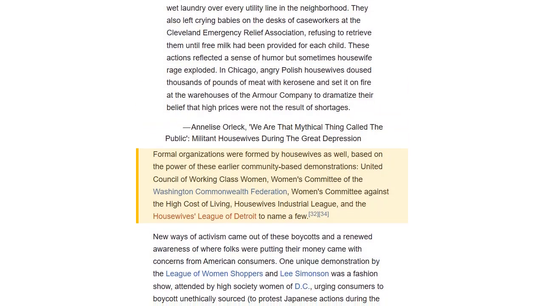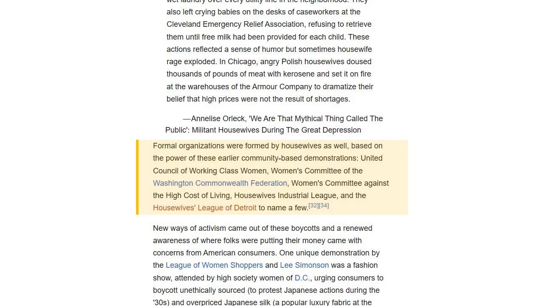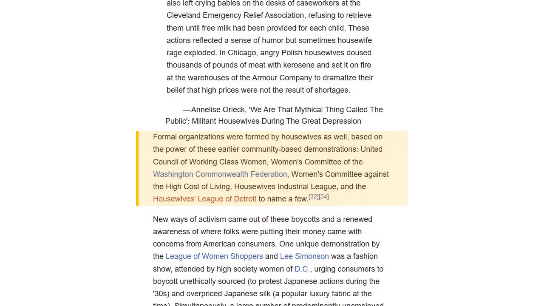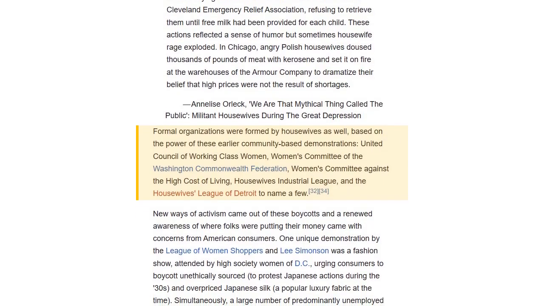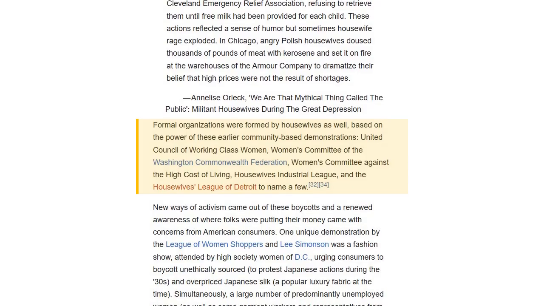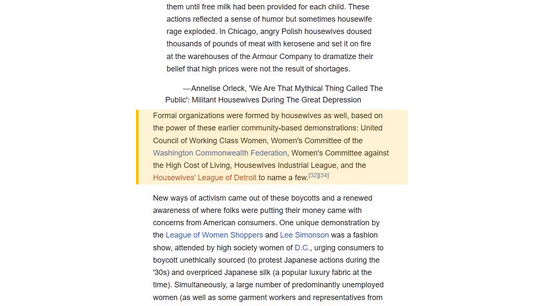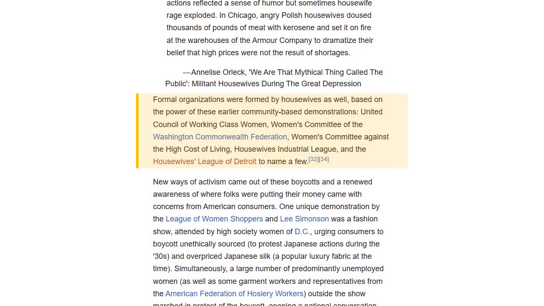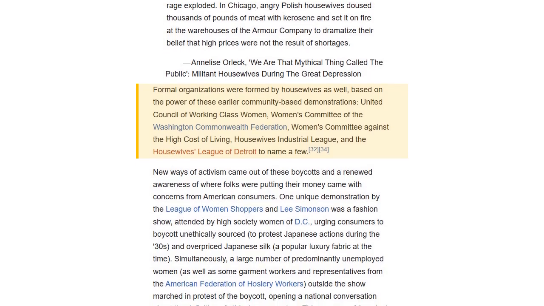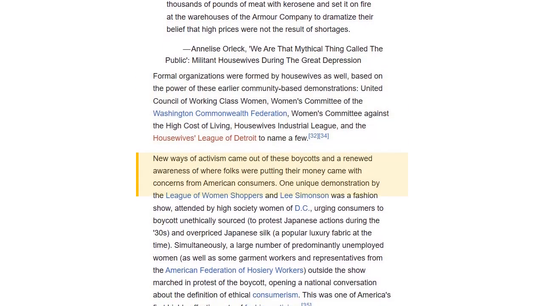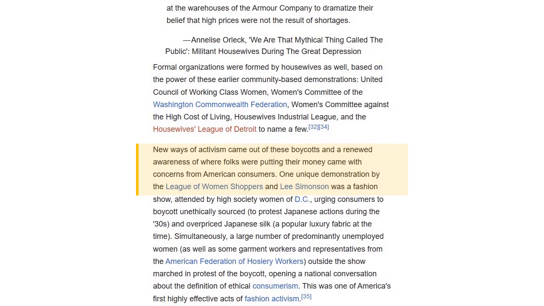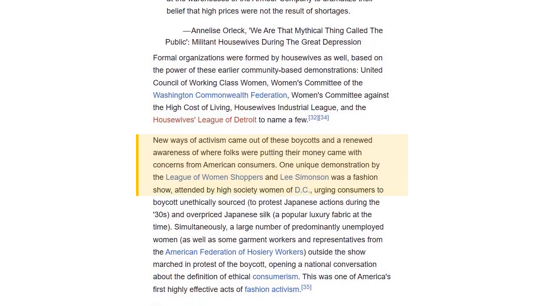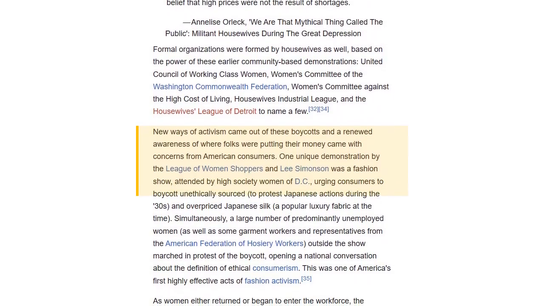Formal organizations were formed by housewives as well, based on the power of these earlier community-based demonstrations. United Council of Working Class Women, Women's Committee of the Washington Commonwealth Federation, Women's Committee Against the High Cost of Living, Housewives Industrial League, and the Housewives League of Detroit, to name a few. New ways of activism came out of these boycotts, and a renewed awareness of where folks were putting their money came with concerns from American consumers.